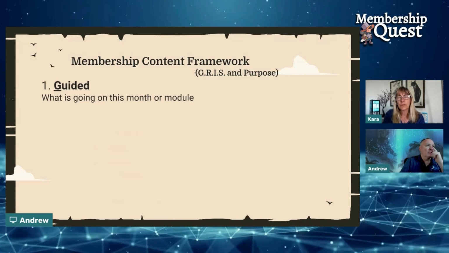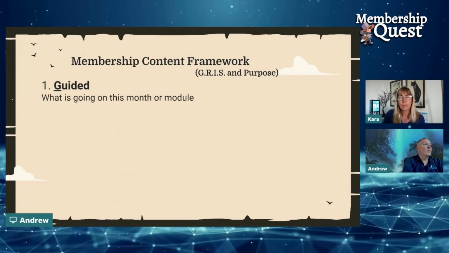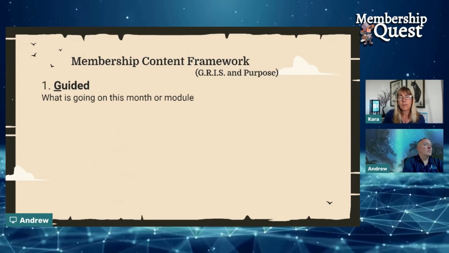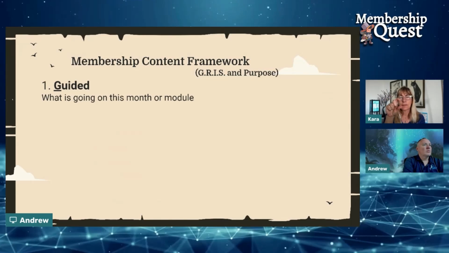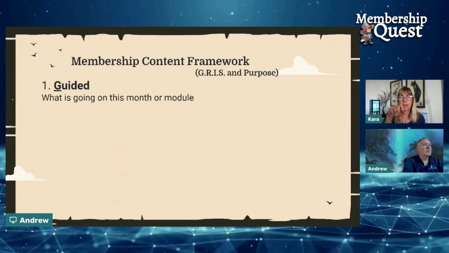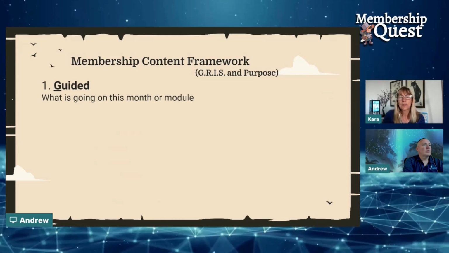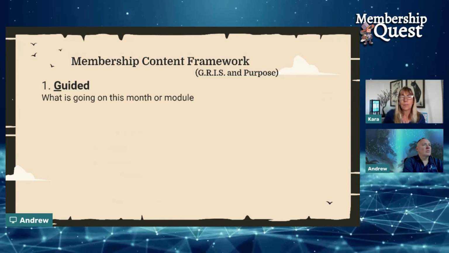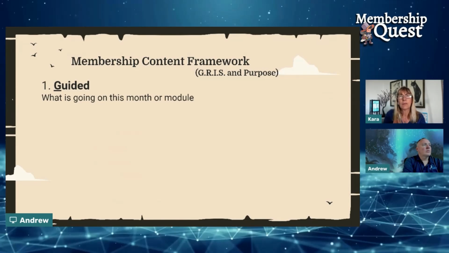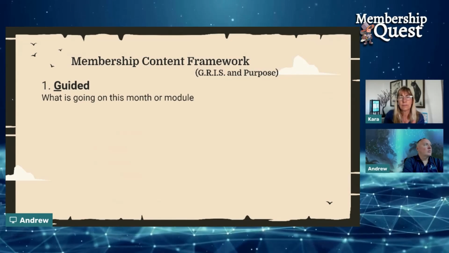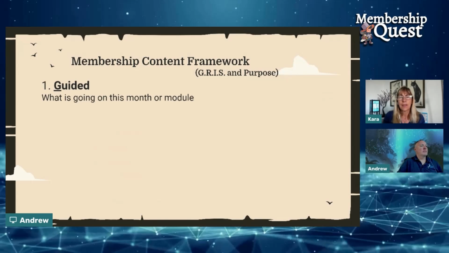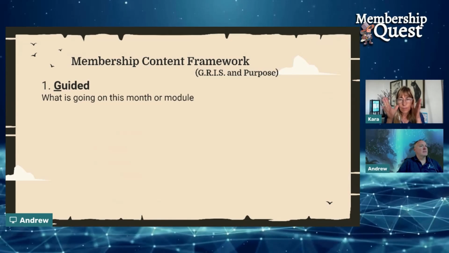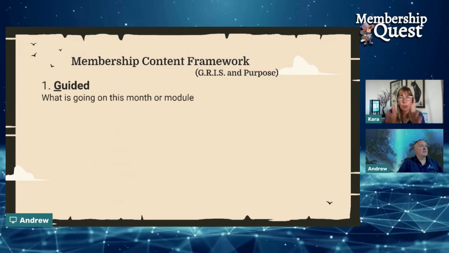So we call this G.R.I.S. There's a G.R.I.S component to our framework, and we envision this as being monthly content. So say once a week, one of these content pieces will be given out to our members. So the first one is guided content, and that is content that's about kind of what's going on this month, what's happening in this module or the stage of the learning journey or the course that we're teaching. And it really sets the stage for the month and gives people, again, kind of that mental calmness of, okay, I know where I'm going.